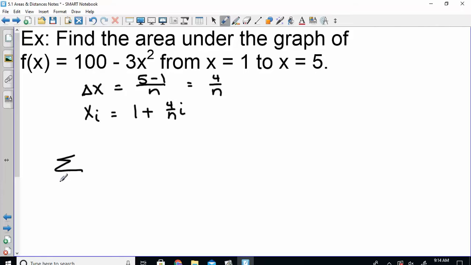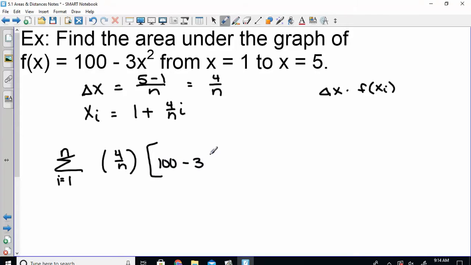So, then we will do the sum from what to what? One all the way to n, because we're adding up all n rectangles. Area of the rectangle is length times width. So the width is the change in x. And to get your height, you just have to plug your x sub i into your function. So my change in x is 4 over n times. I have to put this into my function. So this one's going to be a little ugly.